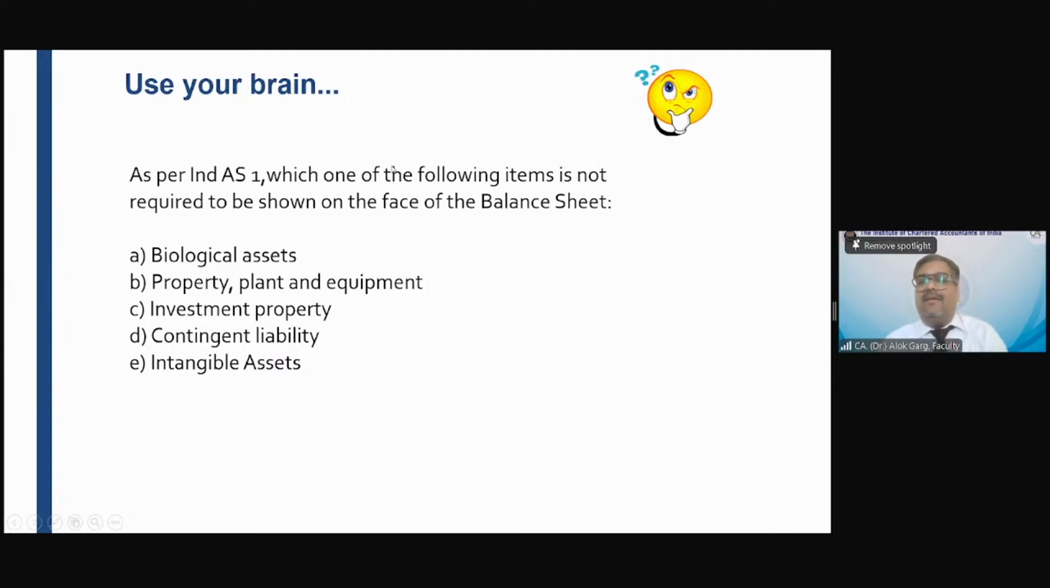Tell me the answer of this question. As per Ind AS 1, which one of the following items is not required to be shown on the face of the balance sheet? Biological asset, property, plant and equipment, investment property, contingent liability, intangible assets. Contingent liability. Of course, contingent liability is an off balance sheet item. It is not a balance sheet item. It is an off balance sheet item.